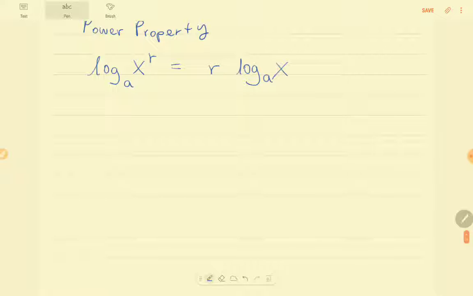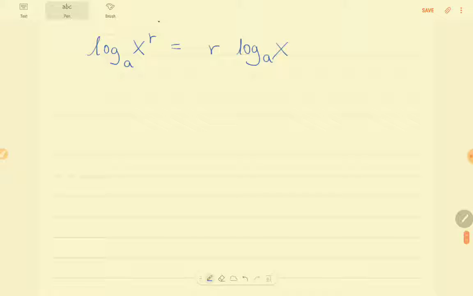And also a couple of other properties that are very important to keep in mind is that the log of some base with the argument of 1 will always equal 0. And that makes sense to us, right? Because a to the power of 0 is always 1. If you rewrite that in exponential form, no matter what the base is, if you raise it to the power of 0, you do get 1. So that makes sense.